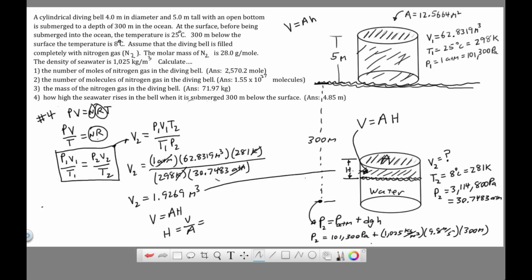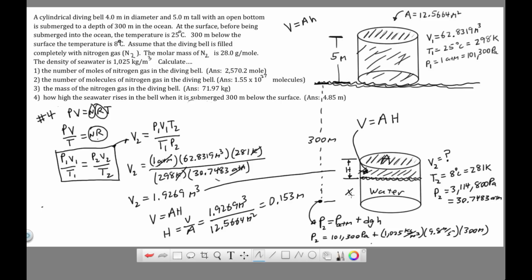We know the volume of that gas is 1.9269. And the area of the top of the cylinder is, we have it up here, 12.5664 meters squared. So we now know that this vertical distance to where the water level is, from the top of the cylinder to where the water is, that comes out as 0.153 meters. So the full height of the cylinder is 5 meters.